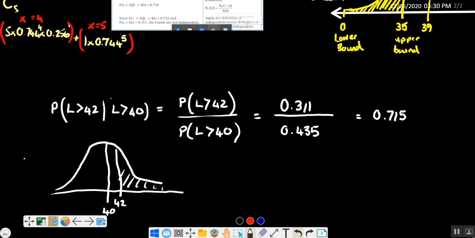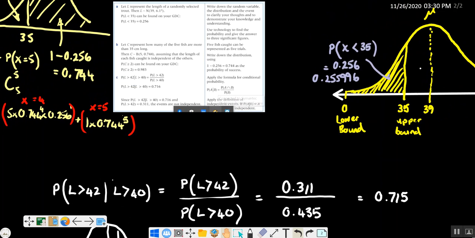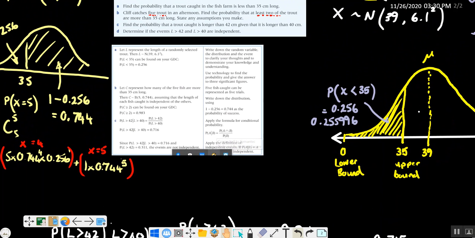Yeah. So that bit was quite easy, but the hard bit was using the formula, wasn't it? Or not even using the formula, but deciding the formula, and getting the numerator, understanding that 42 and 40 is already the and bit. All right? So then the final part of the question, which is all the added little extra mark or so: determine if the events greater than 42 and 40 are independent.